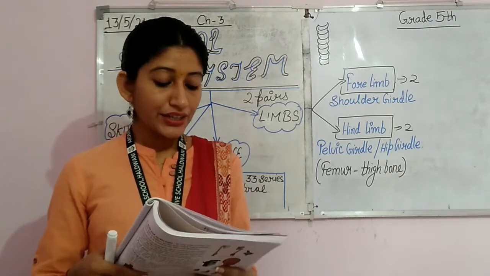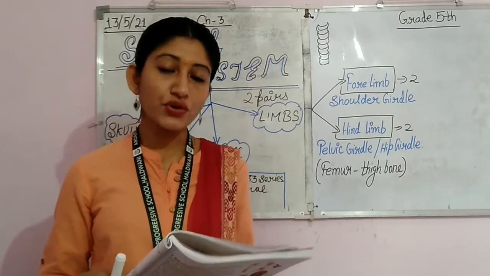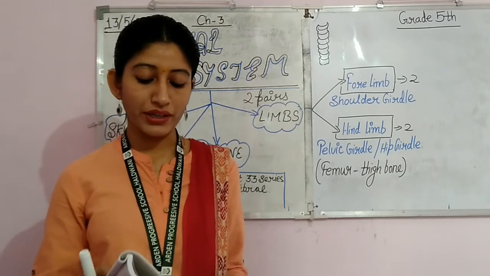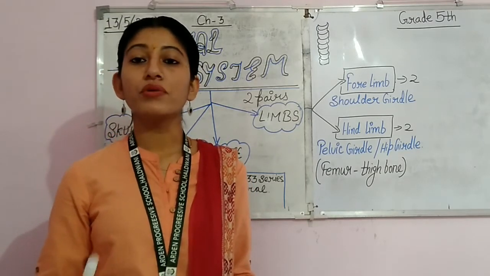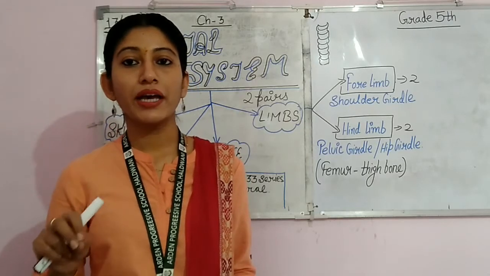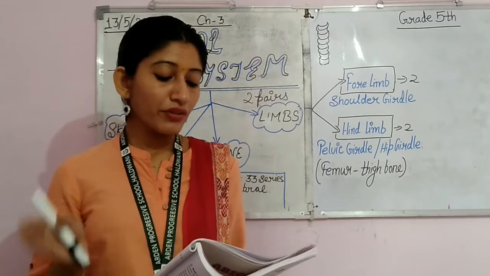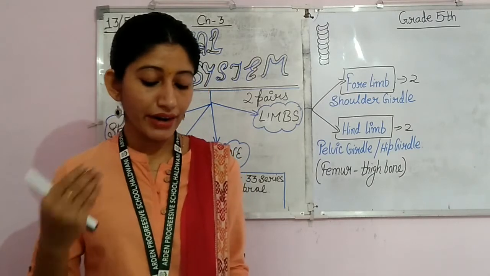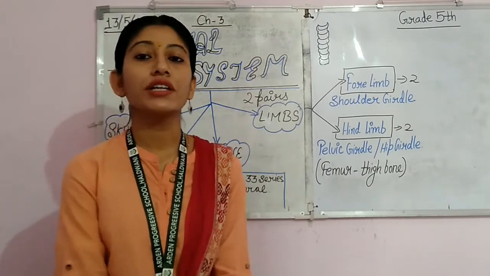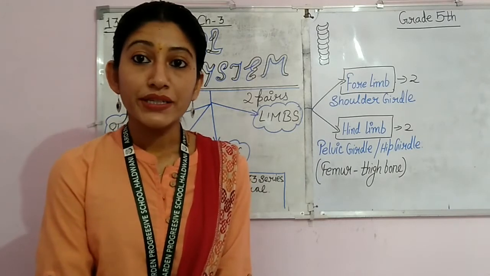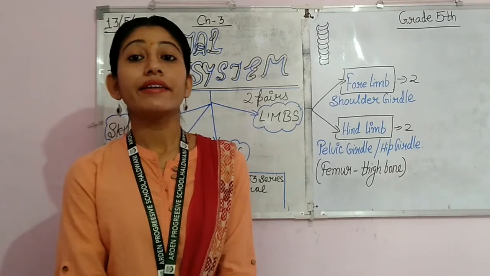Okay, calcium and phosphorus are stored in the bones. They make bones firm and strong. Both white blood cells and red blood cells are formed in the bone marrow.